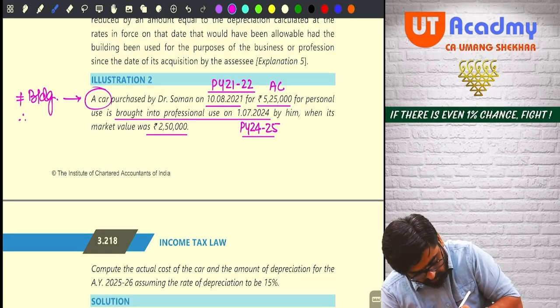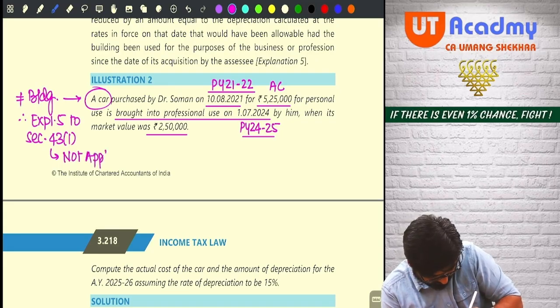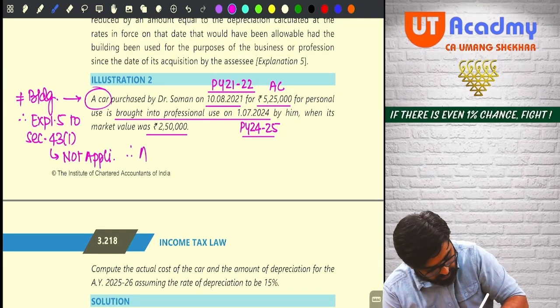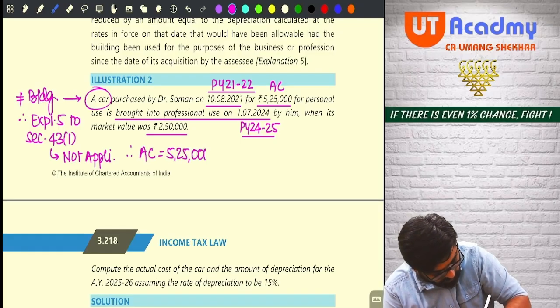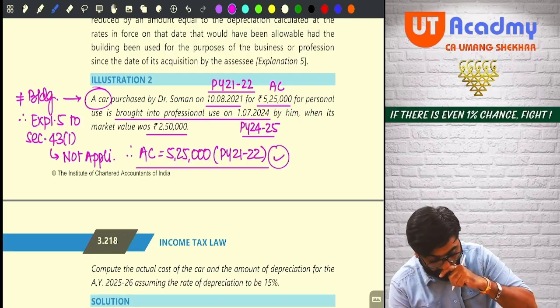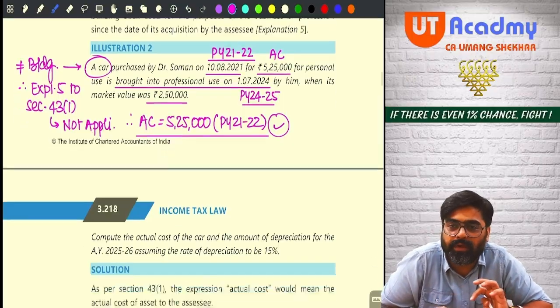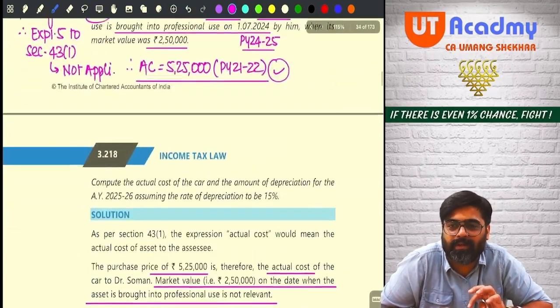But since it is not a building, it is a car, which is not a building. Therefore, explanation number 5 to section 43(1) is not applicable. Therefore, actual cost only, which is 5,25,000 incurred in previous year 21-22, will only be taken as actual cost. Getting my point? And if you read the answer, no, the same thing is given.